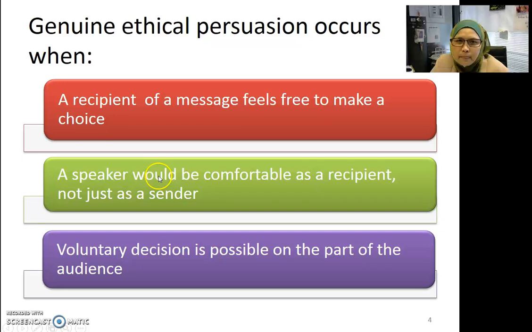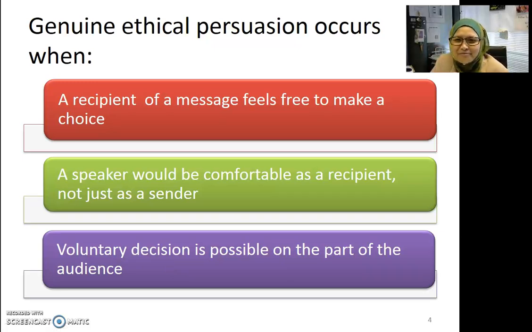Next is the speaker. That means you would be comfortable as a recipient and not just as a sender. It is actually echoing what I mentioned earlier. You do not want people to do those things to you, so don't do it to them. You've heard of the saying, do unto others what you want others to do unto you, or don't do unto others what you don't want others to do unto you. Next, a voluntary decision is possible on the part of the audience. That means they can say no. That's basically what it means.